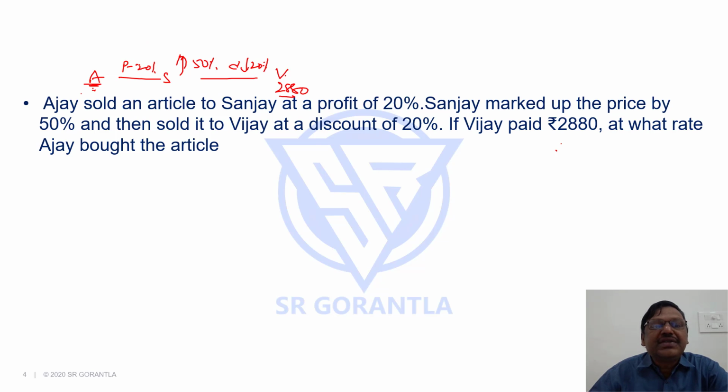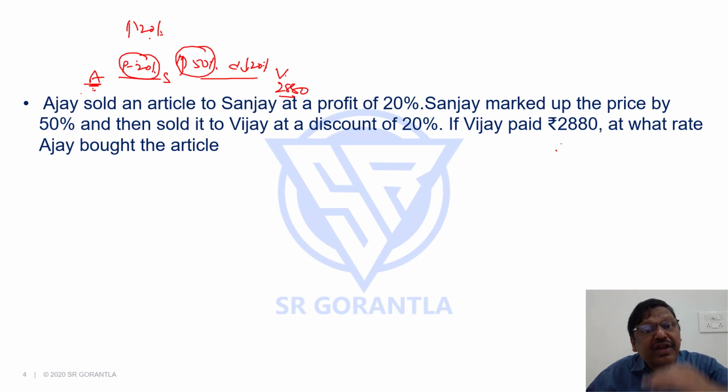Here, to apply the successive growth formula, there are 3 changes. A 20% increase, then 50%. See, you are selling at a profit, which means you are increasing by 20%. Then you are marking up, which means you are increasing the price by 50%. Then you are giving a discount of 20%, which means you are reducing by 20%. But the successive growth formula is only for 2 values. So how do we apply it?